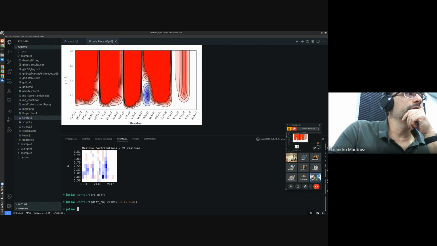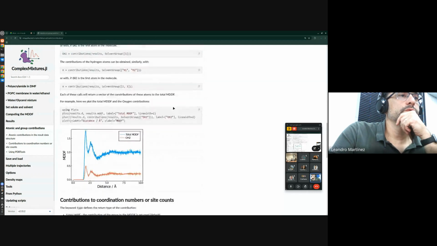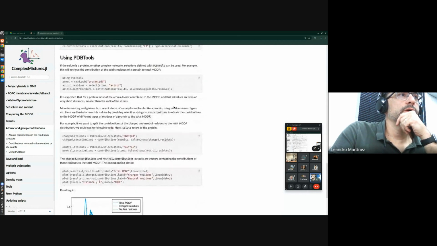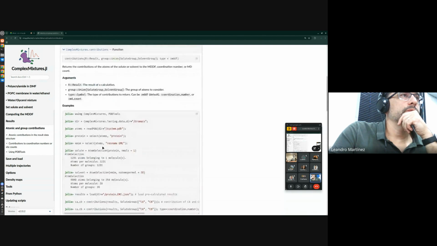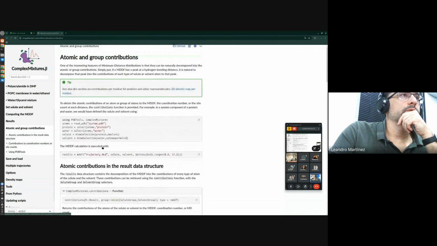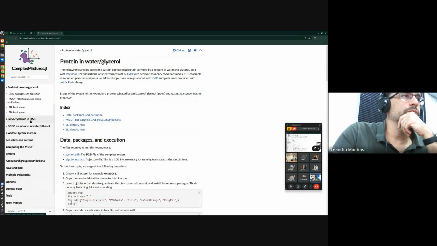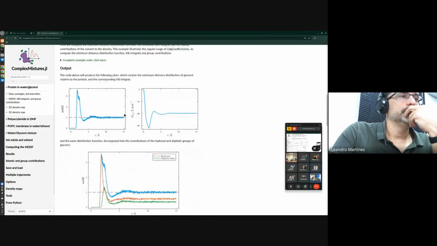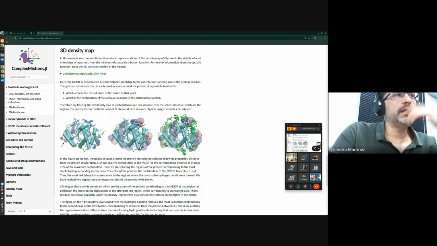Okay, so this is an overview of the first example. Protein, water, and glycerol. We have shown how to compute these maps, and we can also compute three-dimensional maps with the same information.